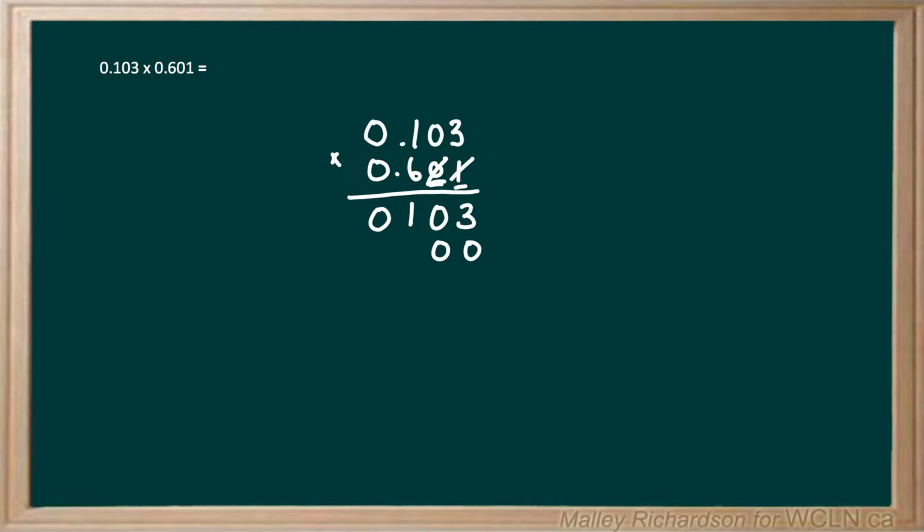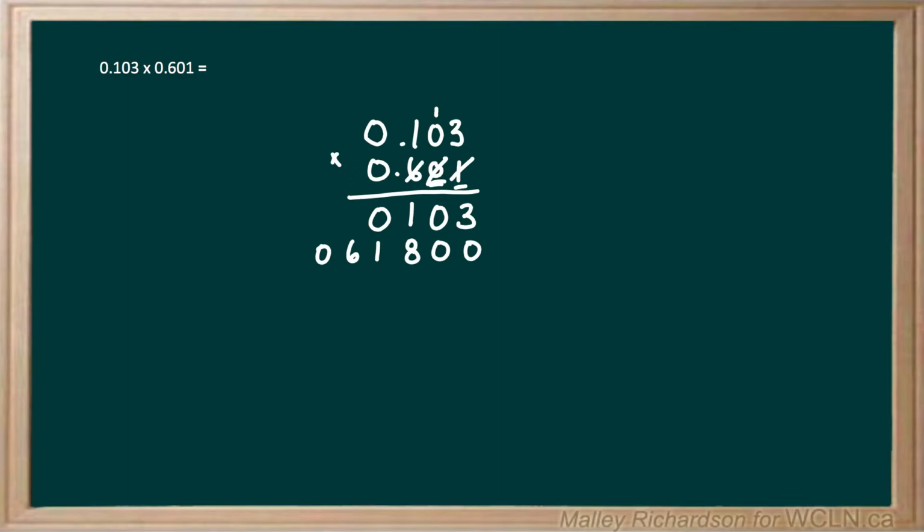Now we can continue on with 6 times 3, which gives us 18. So we write our 8 down below here and carry our 1 to our next column. Now we have 6 times 0 to give us 0, but 0 plus the 1 that we carried gives us 1. And then we have 6 times 1, which gives us 6, so write that below here. And then we have 6 times 0 to give us 0.